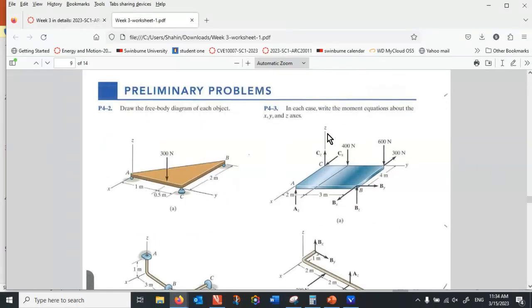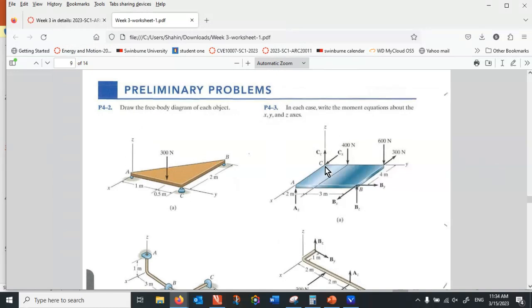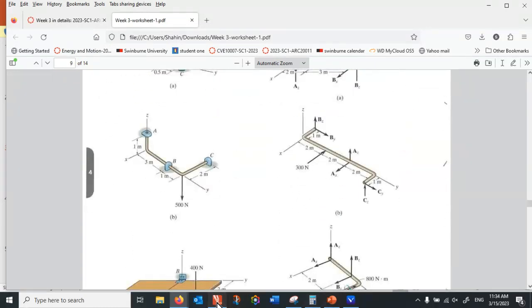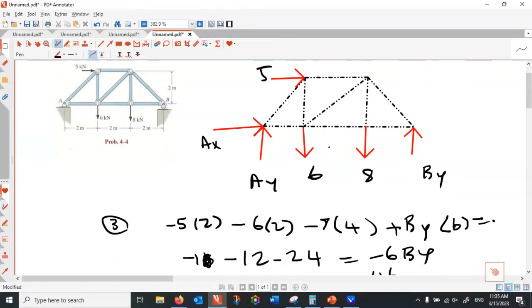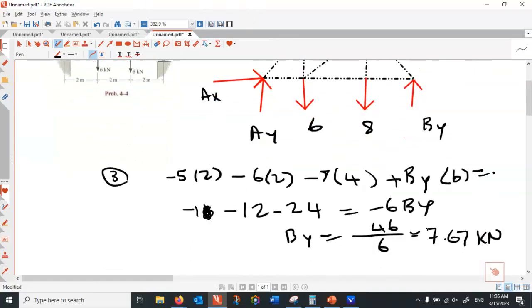Okay, that is preliminary problem 4-2B. Sorry. Yeah, this question, I don't really know. 9 should be it. I might have made a mistake. What did you get? 9. 9. Yeah, you're right. I think that should be 9. 9 kilonewton.